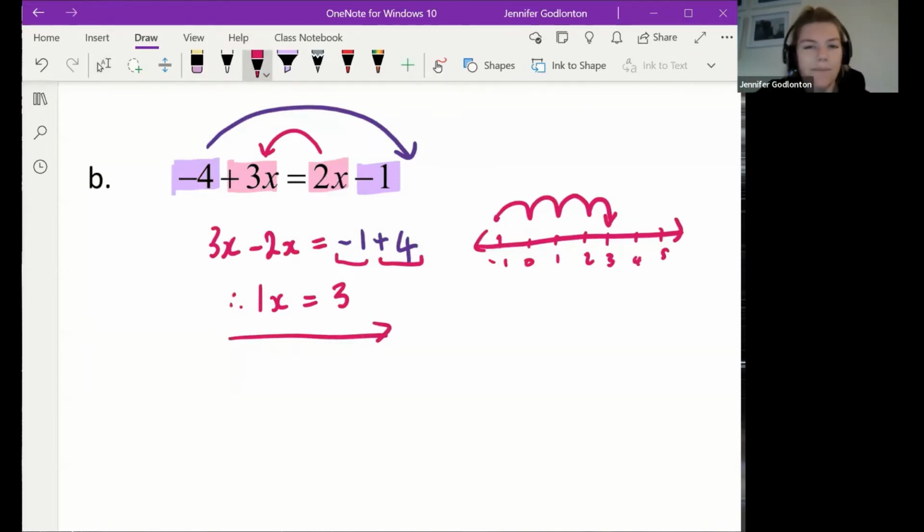That's your answer. Ma'am, don't we remove the 1? Oh, you can, but you don't have to. You can keep it as 1x, but you can just make it x equals 3.